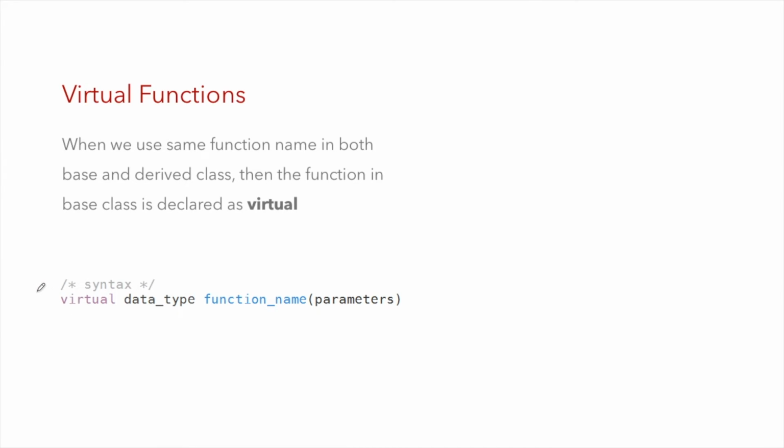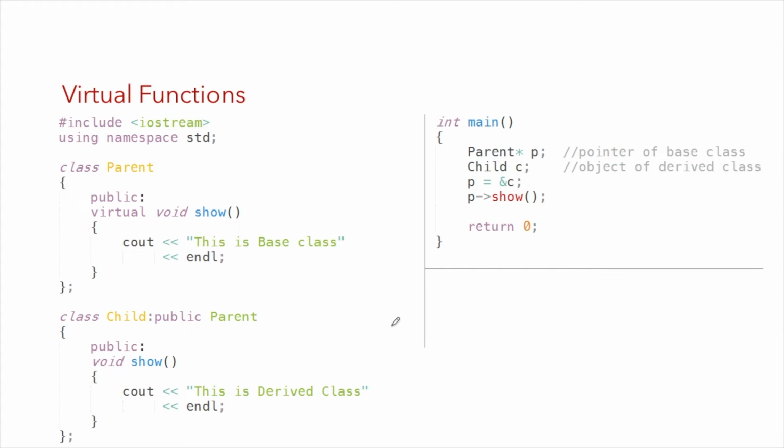Before that, let us check how the syntax can be implemented for virtual functions. So the keyword virtual is used just before your function declaration or definition. So virtual, then your return data type, then your function name, and then your list of parameters. So here is one example on virtual functions.